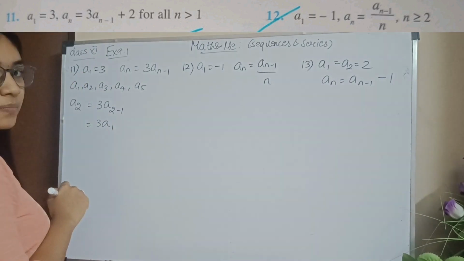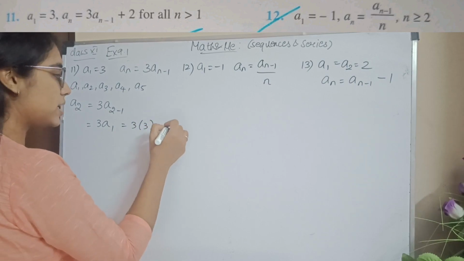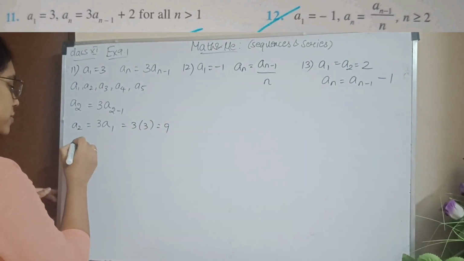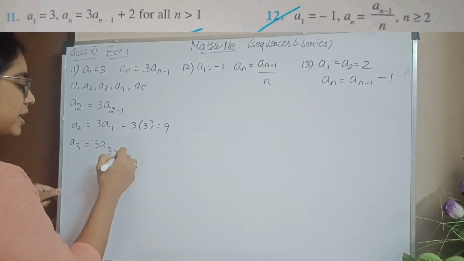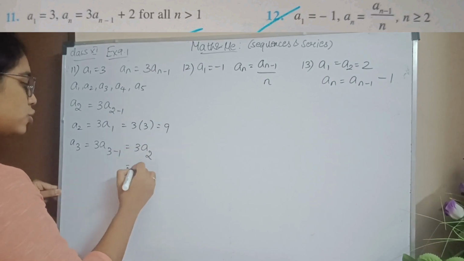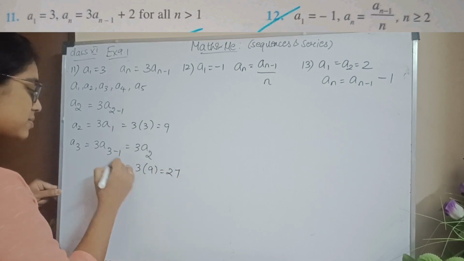So I'll have 3 times a1. What is my value of a1, which is already given? It is 3. So it will be 3 times 3, which will be 9. So my a2 is 9. What is my a3? a3 will be 3 times a_(3-1). Correct? So it will be 3 times a2, which will be 3 times 9. So it will be 27. So this is my a3.